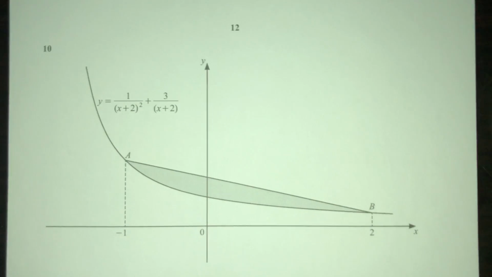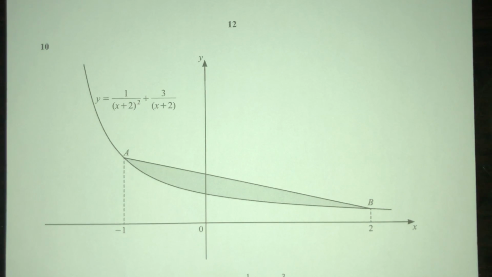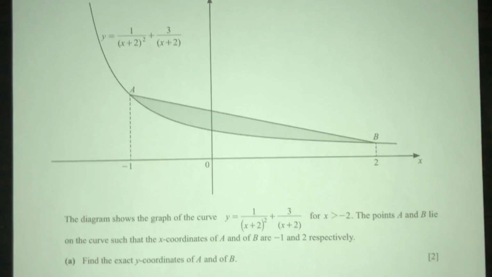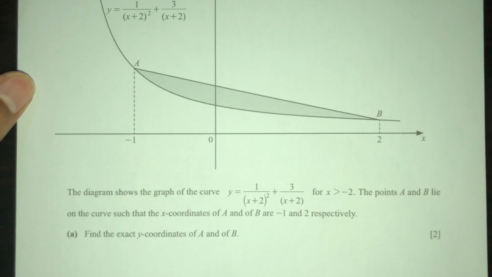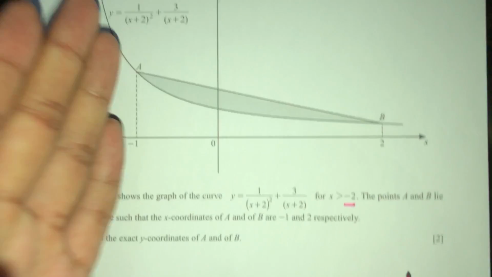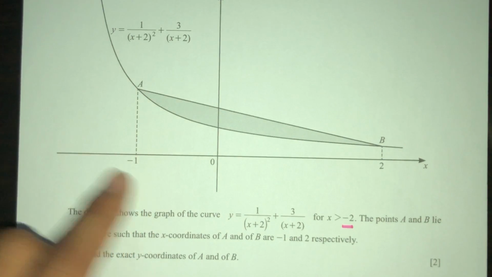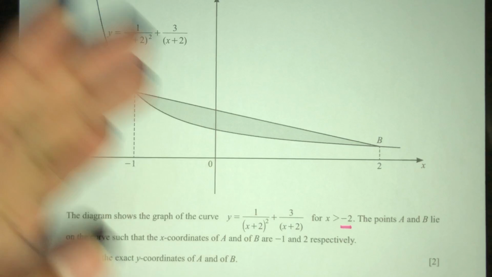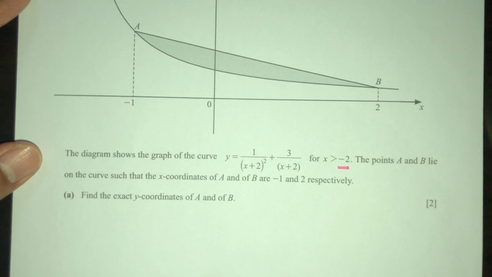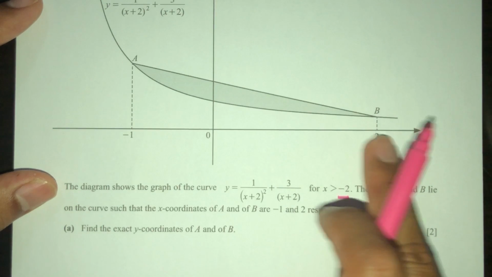Now let's move on to question number 10. So here, as you can see, you'll be trying to find that area right here, right? That makes sense. Now let's see. The diagram shows the graph of the curve y equal to this for x more than minus 2. As you can see, x more than minus 2 will be from here to here. Cool. Now the points A and B lie on the curve such that x of A and B are minus 1 and 2. So minus 1 and 2 are right here.